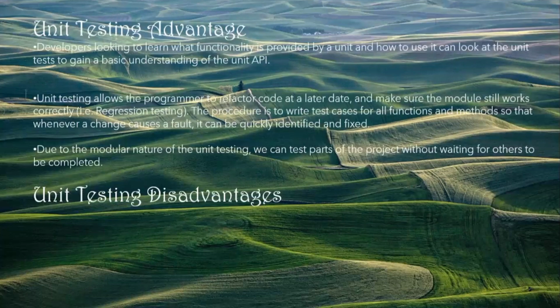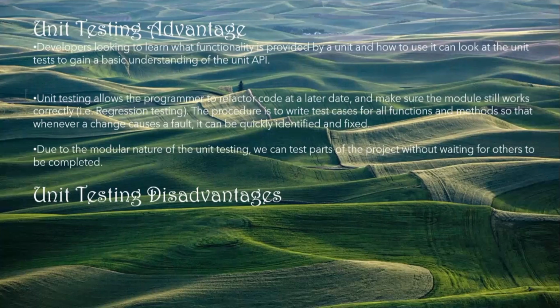Developers looking to learn what functionality is provided by a unit and how to use it can look at the unit tests to gain a basic understanding of the unit's application program interface. Unit testing allows the programmer to refactor code at a later date and make sure the module still works correctly. It is a kind of regression testing. The procedure is to write a test case for all the functions and methods so that whenever a change causes a fault, you can quickly identify and fix it.